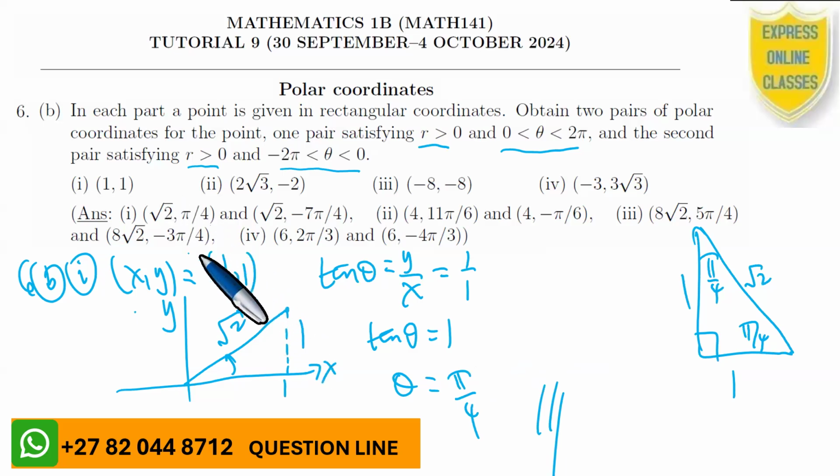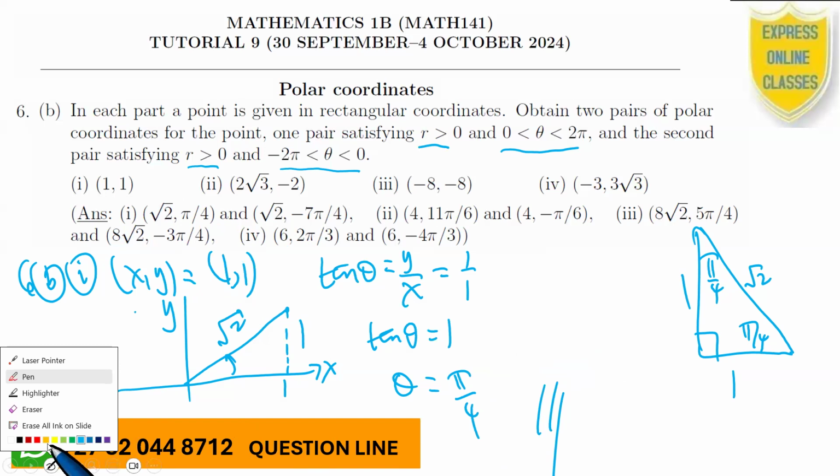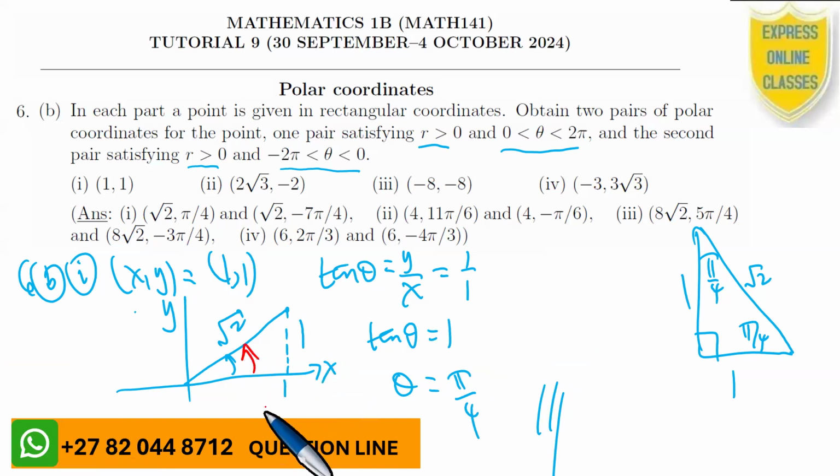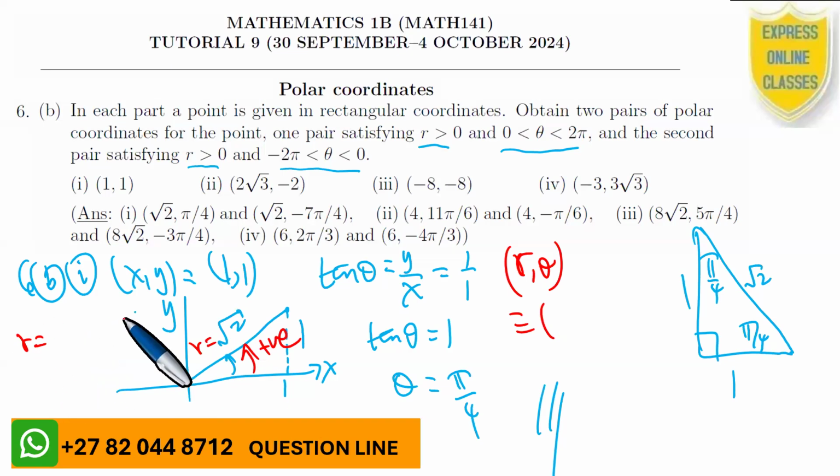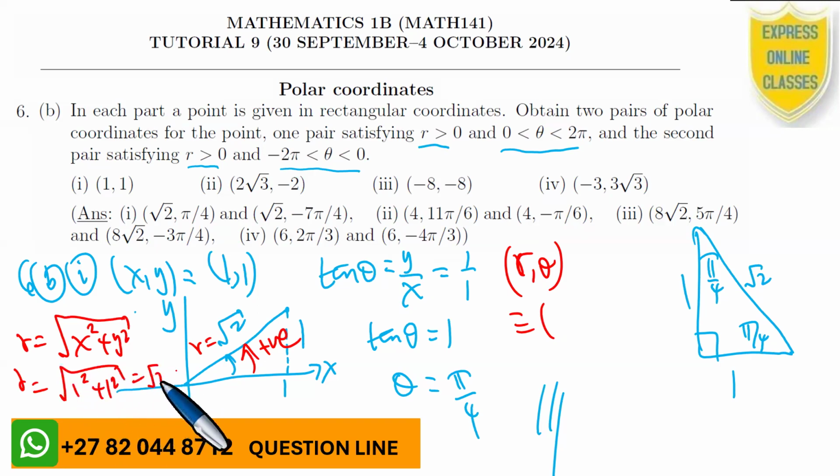So now you need to find the first answer, in the case where you are measuring the angles like this, and these angles are positive. So you have the r theta coordinate system, and r by Pythagoras theorem is the square root of x squared plus y squared, which is the square root of 1 squared plus 1 squared, so the square root of 2. Then r is the square root of 2 and theta is pi over 4 radians. So that gives us the answer.